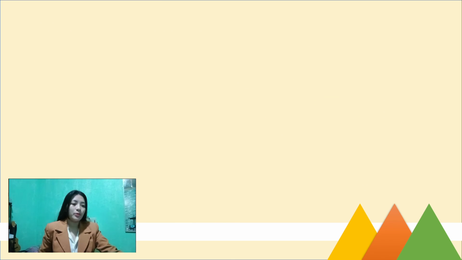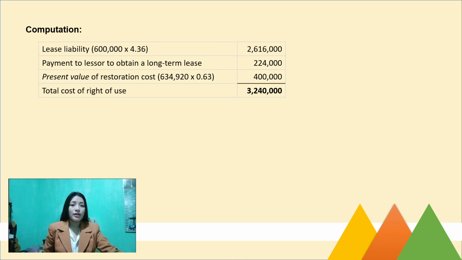So now, here is the computation for the total cost of right of use kapag may given na unguaranteed residual value. So first, lease liability. So para makuha natin yung amount na 2,616,000, we multiply 600,000 to 4.36. So yung 600,000 dito ay given na dun sa problem. It is the annual rental payable at the end of each year. And yung 4.36 is the present value of an ordinary annuity of 1 at 10% for 6 periods. So, kaya naging 2,616,000. The next, payment to lessor to obtain a long-term lease amounting to 224,000.